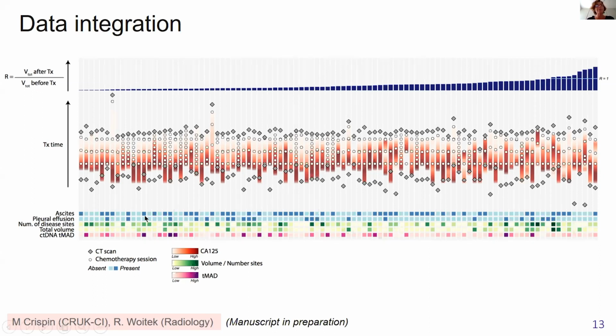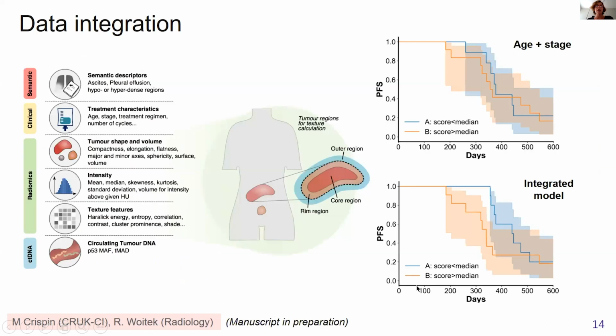And as you can see here, along these points of the CT scan and the chemotherapy session on these rounded circles, you can also see the other information we're integrating through diffusion: the number of disease sites, which are more semantic, as well as the total volume and the ctDNA. So, our philosophy is to integrate semantic, clinical, radiomics data with ctDNA, and this is just the early result.